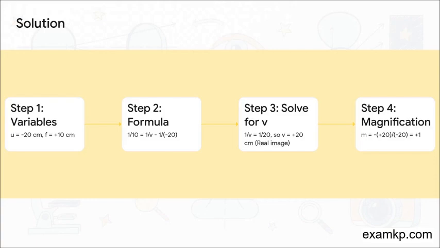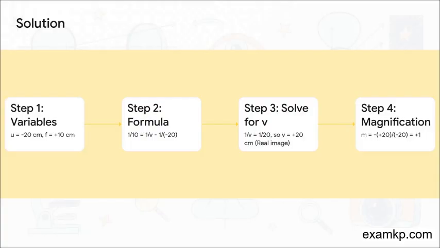Step 2. Use the magnification formula. m equals -v over u. So, -3 equals -v over u. The negatives cancel out, which gives us a nice relationship. v equals 3u.